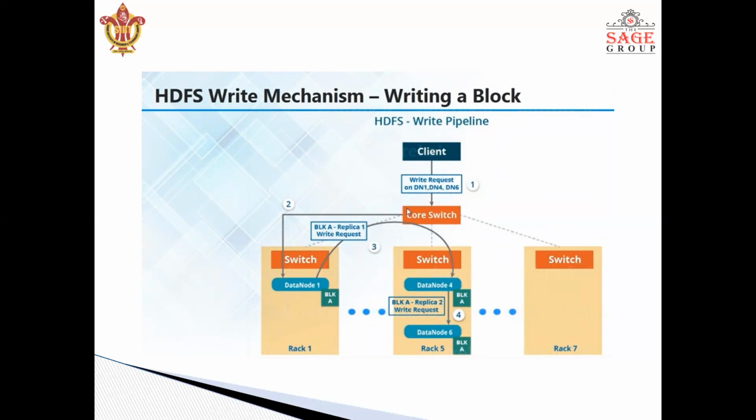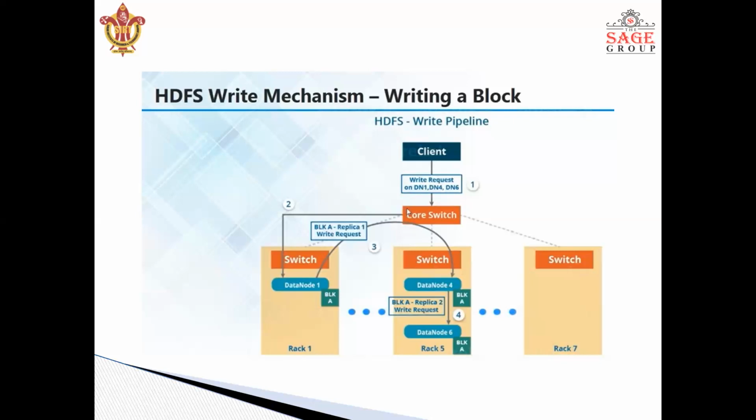So now since all the data nodes are ready to copy the blocks, the client will contact data node number 1, and first data node number 1 will copy block A. The client will give data node number 1 the responsibility to copy the rest of the blocks to data node number 4 and data node number 6. And now data node number 1 will contact data node number 4, not the client machine.